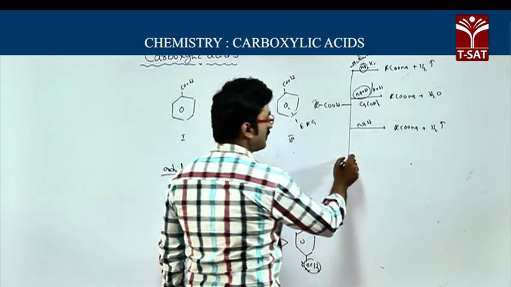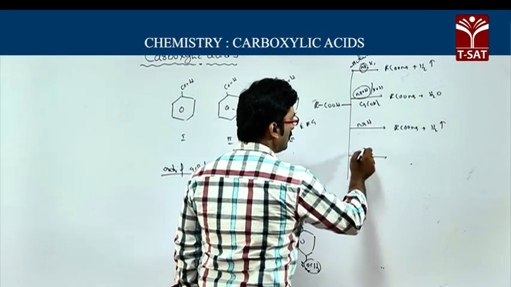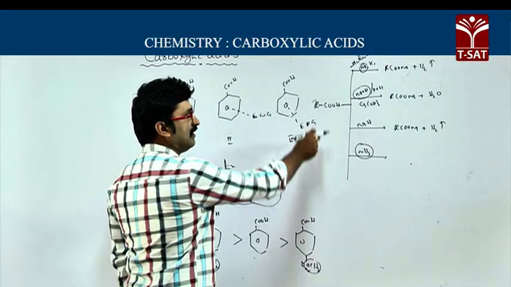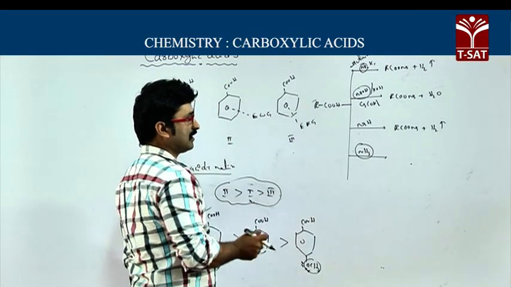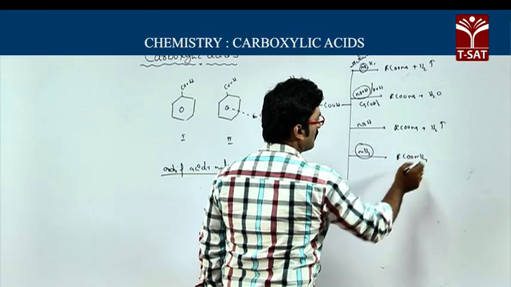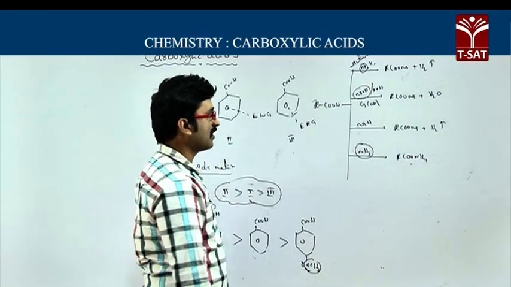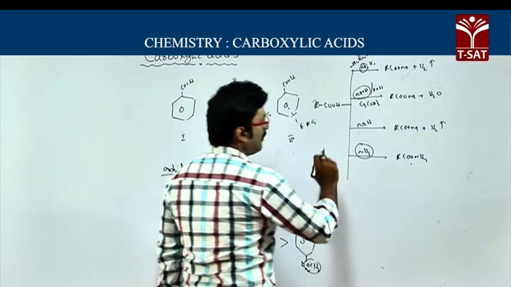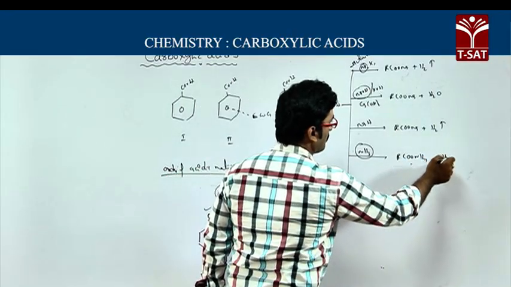And next, reaction with ammonia. You know that ammonia is a base. When base reacts with acid, you will get a salt. So you will get RCOONH4, ammonium salt of carboxylic acid, plus H2O.